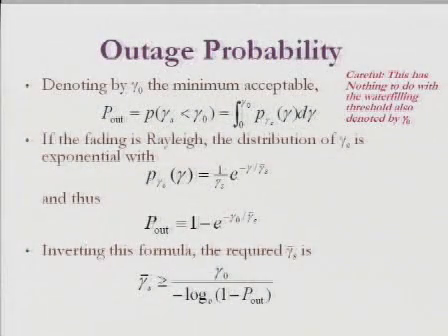Now we can invert this formula very easily and express gamma S bar as a function of gamma 0 and P out. We can just take a log on both sides, and we get that gamma S bar is bigger or equal.